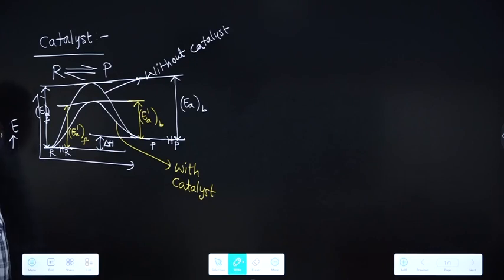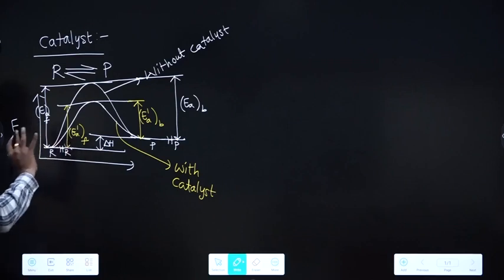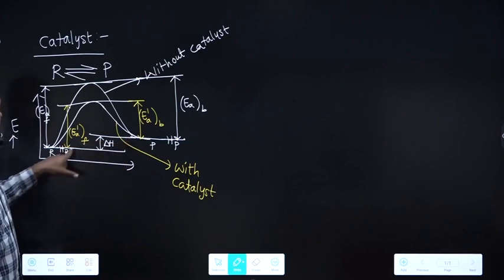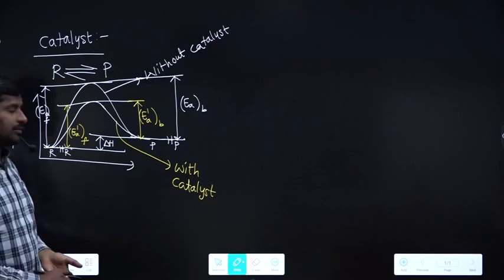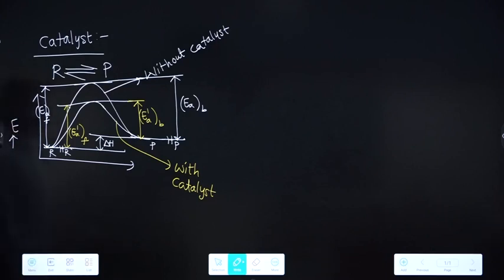Whatever the path you follow, enthalpy of reactants and products doesn't change. Hess law we discussed, delta H, heat of reaction remains same. Here we are following two paths. One is with catalyst, another one is without catalyst. We are following two paths, but does delta H change or not? Delta H doesn't change. In both the paths, energy of reactants and products is same. Delta H also same. Hess law we discussed. Right?